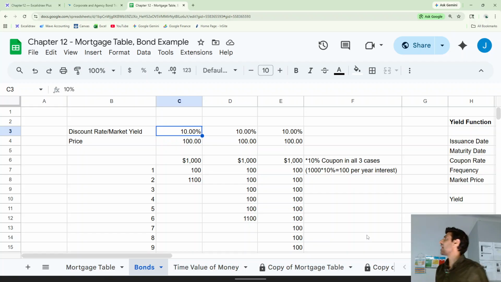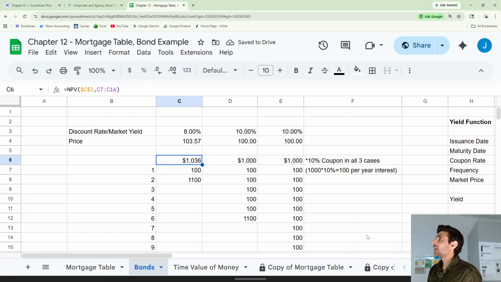If I change this, let's say the market requires an 8% return, right? You can see that this number changed. Why is it now above 1,000? Well, though this pays a 10% coupon every year, the market is like, actually, I'm okay with making a little less than that. So they're willing to pay more than the principal amount that they're going to get back at the end, as kind of a hit to the interest that they're going to take. You can think about it like that.